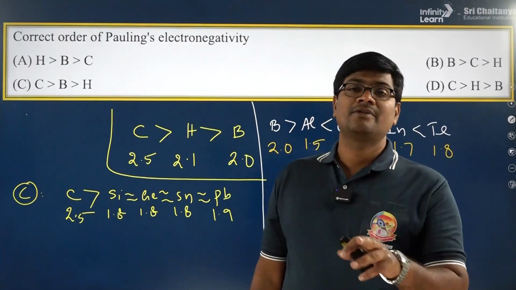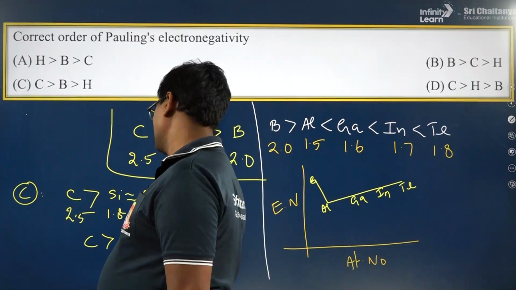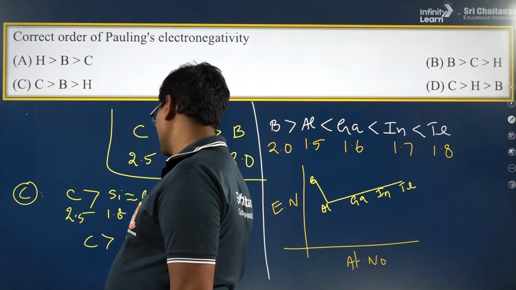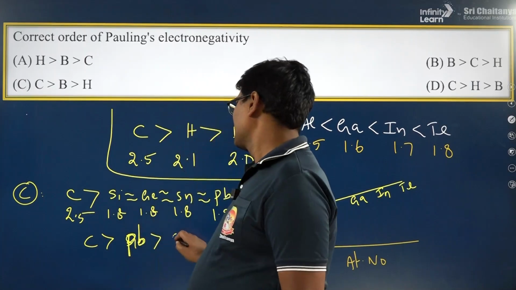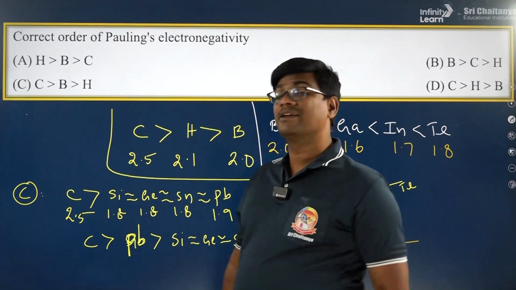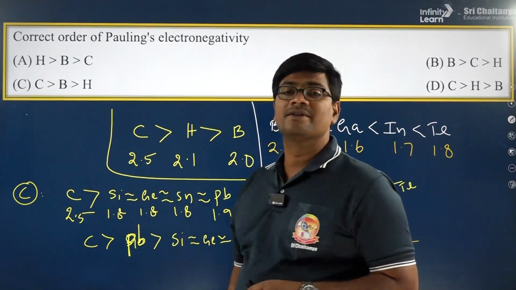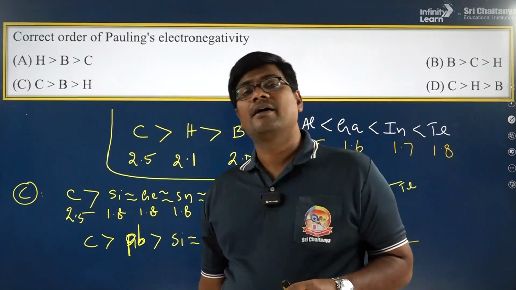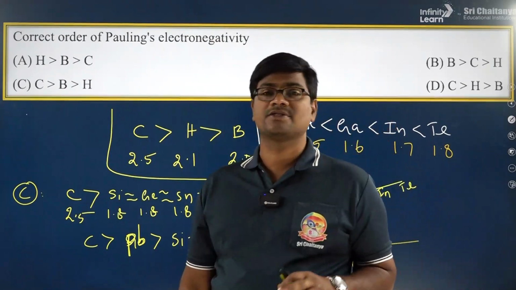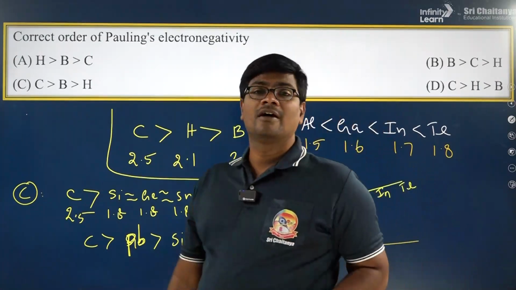But at the same time, if they ask the trend, carbon greater than silicon, then what do I have to write? Instead of silicon, I am writing lead. Carbon greater than lead greater than silicon, which is approximately equal to germanium, approximately equal to tin. That means lead is slightly higher than the three elements silicon, germanium and tin. So these are the two important electronegativity exceptions you need to know in the case of groups. Let's go for the next question.